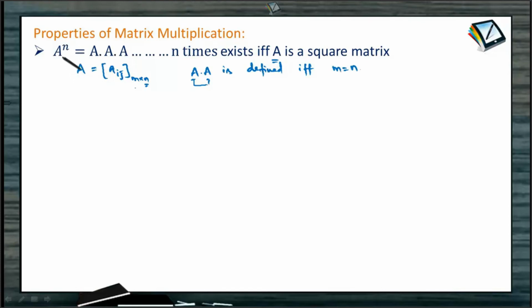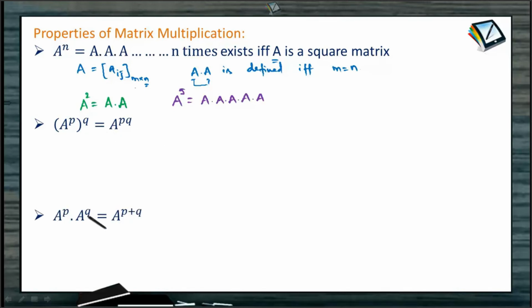And how will be the power? A power n is defined as A multiplied n times. So in general, if you write A square, this is going to be A multiplied with A, whereas when we write A to the power of 5, this means A multiplied 5 times. Now all the exponential results of the number system do follow in matrices. A to the power of p, whole raised to the power of q, is the same as A to the power of p into q, a well-known result from algebra. Similarly, A to the power of p into A to the power of q will be A multiplied p plus q times. So A to the power of p into A to the power of q will be A to the power of p plus q, and in all the cases A must be a square matrix.